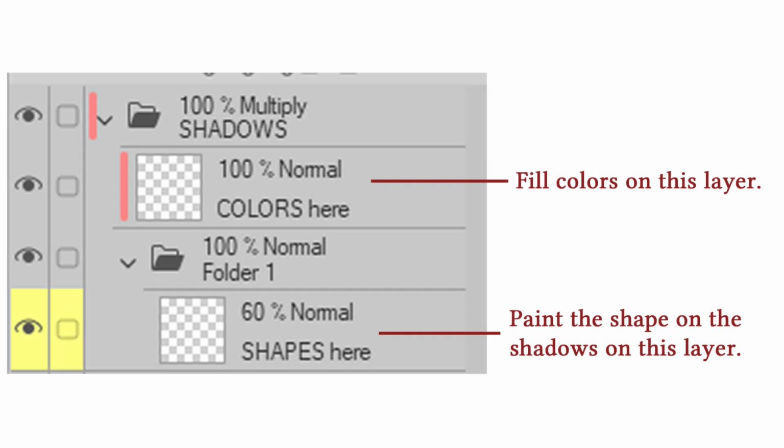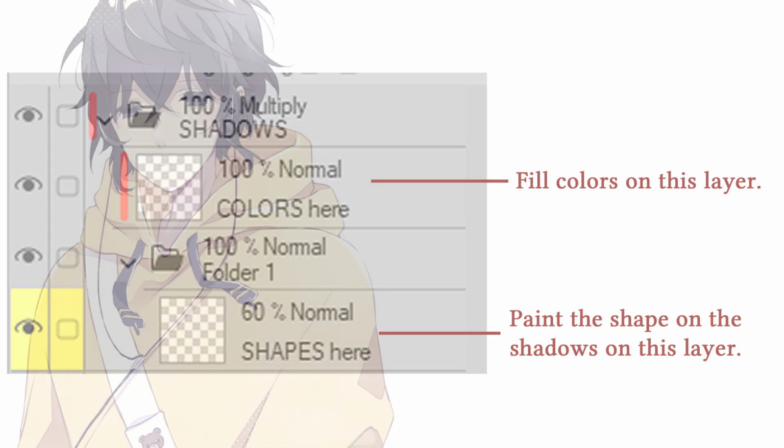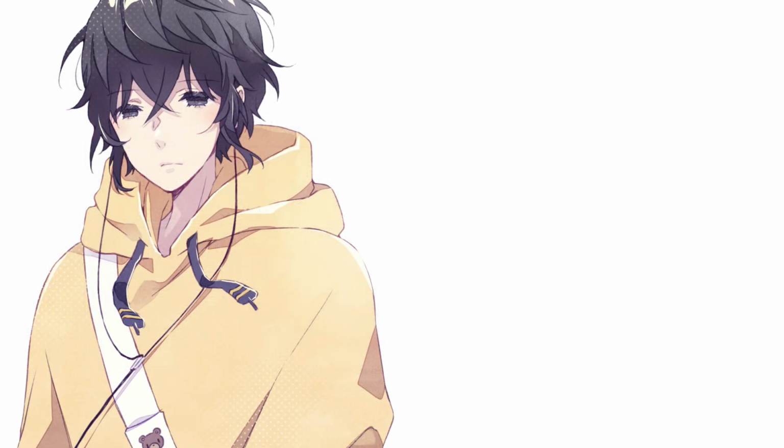So, to summarize, the shape of the shadows must be painted on the Shapes Here layer, and the colors of the shadows must be painted on the Colors Here layer. I hope this was useful.